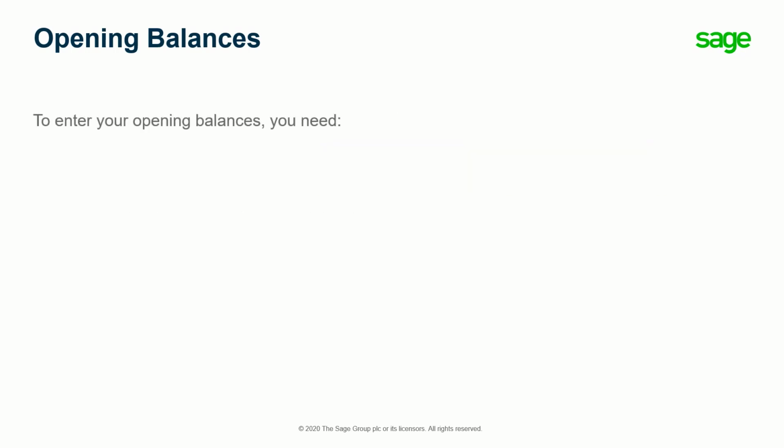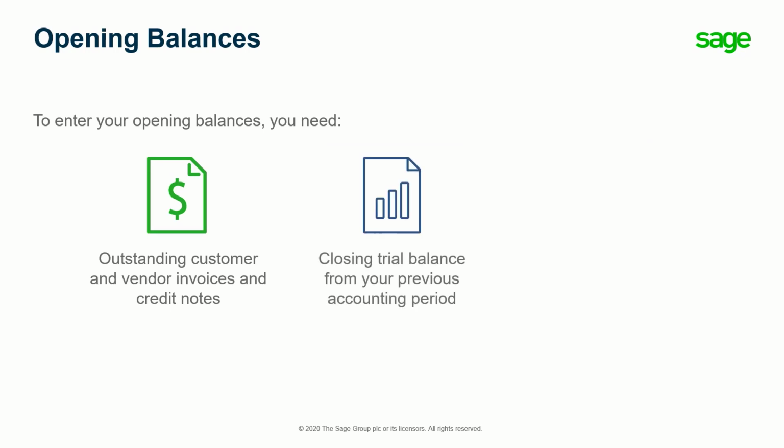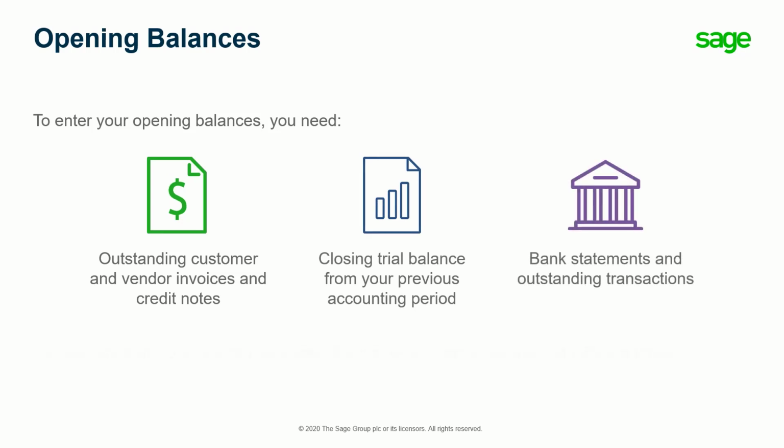To enter your opening balances, you need three things. First, a list of your outstanding customer and vendor invoices and credit notes. Second, your closing trial balance from your previous accounting period. Third, your bank statements, as well as a list of outstanding transactions from your previous accounting system. Outstanding transactions are bank transactions you have entered in your previous system, but that have not yet appeared on your bank statement, for example, uncleared checks.